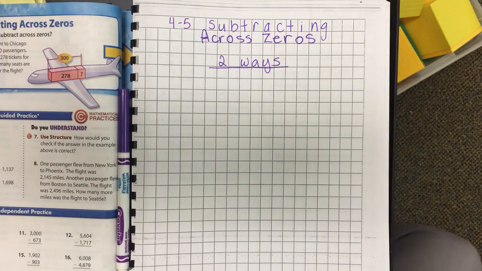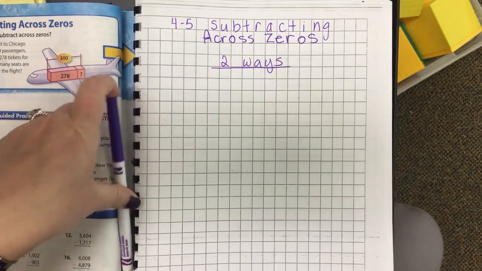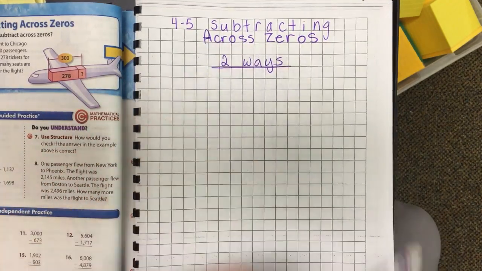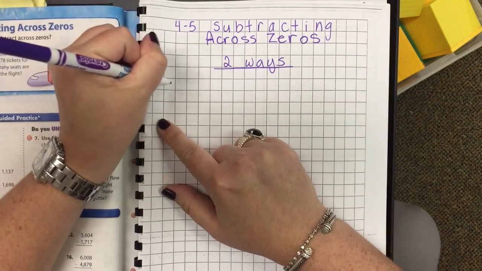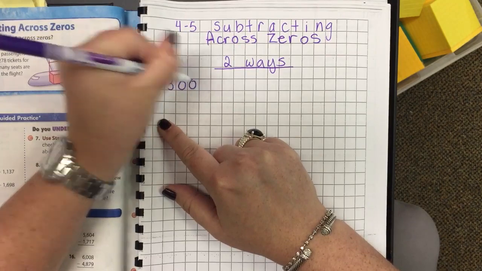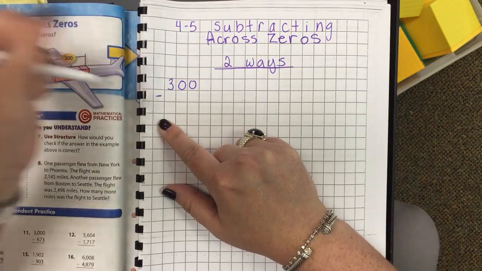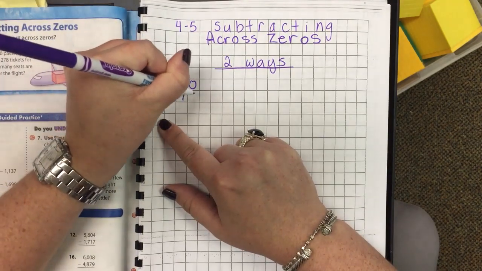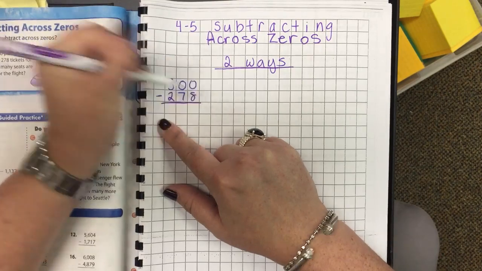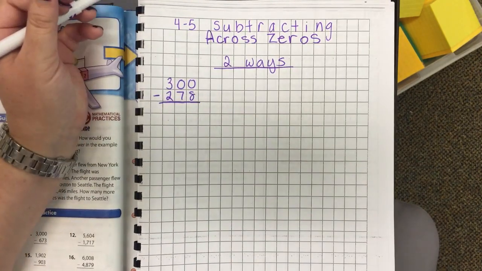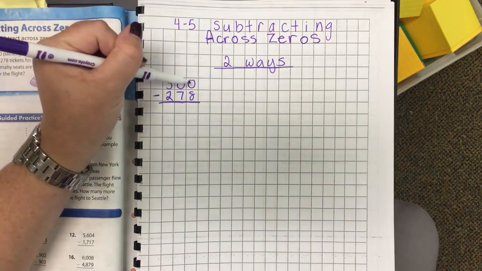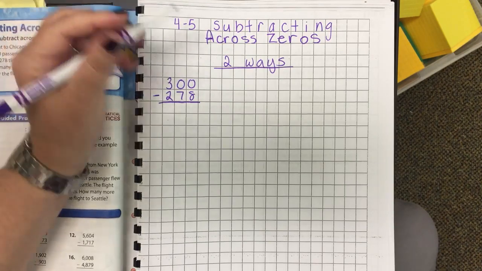Okay, so today's lesson is more subtraction, but this time it's about subtracting across zeros. And what that means is when I'm having to subtract 300 minus 278. So that's when I have nothing that I can borrow.